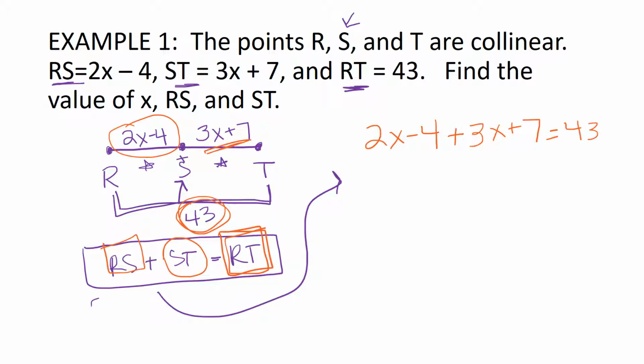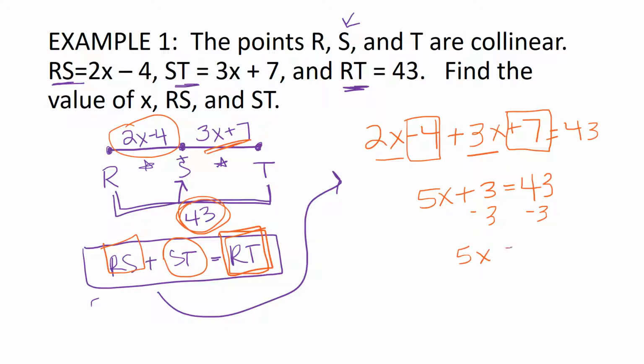And now this just becomes an algebraic problem. We're going to combine like terms on the one side. So I get 5x. Now if I take negative 4 and add it to 7, I get a positive 3. And this still equals 43. Now that my like terms are combined, I'm going to solve for x, getting x alone. So 5x equals 40, x equals 8.